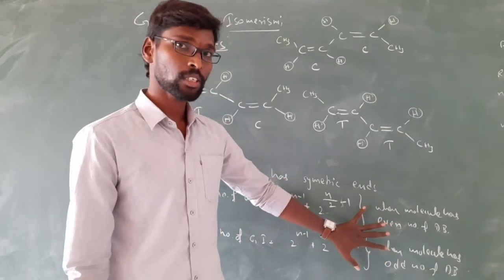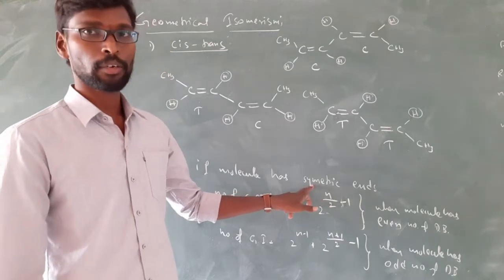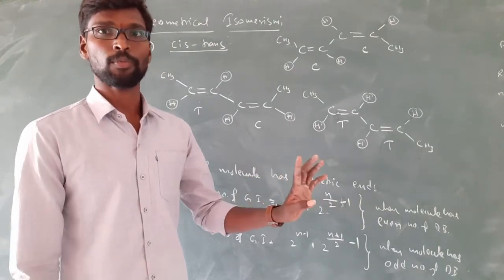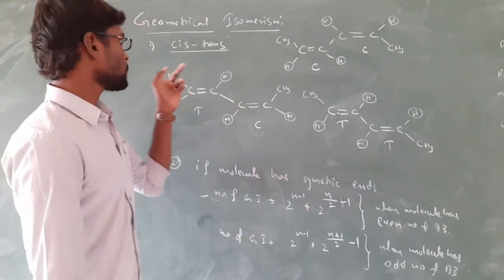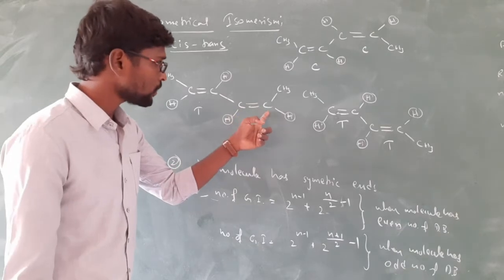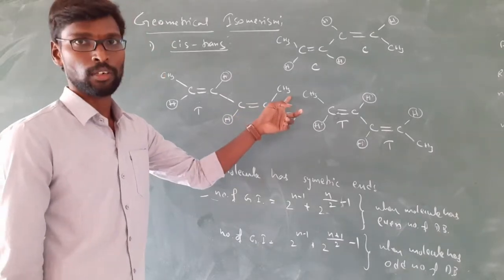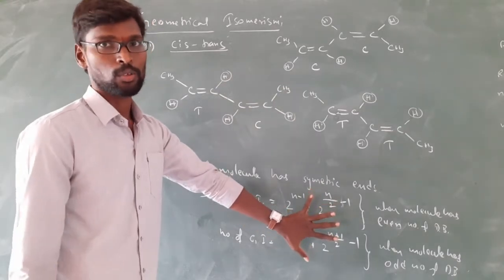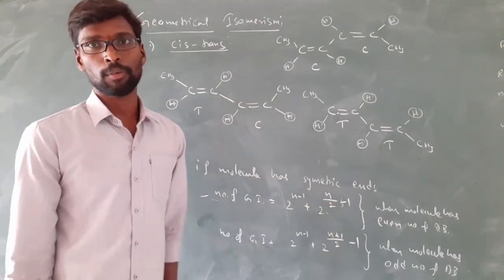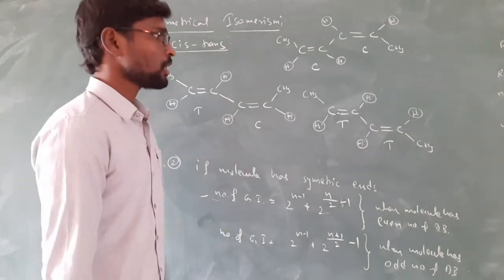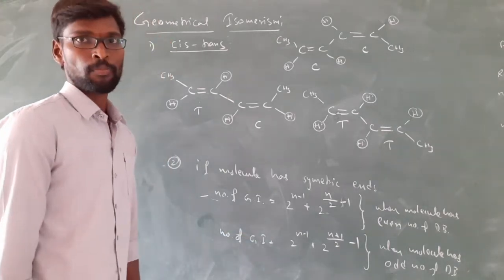And these two formulas are for when symmetric ends are present in a molecule. That means terminal positions should be the same, not different. So an example is this one. On this double bond carbon we have methyl. Again in the terminal, on this double bond carbon, we have again methyl. So if it is like this, these two are useful based on the number of double bonds, either even or odd. So this is about cis-trans isomerism.